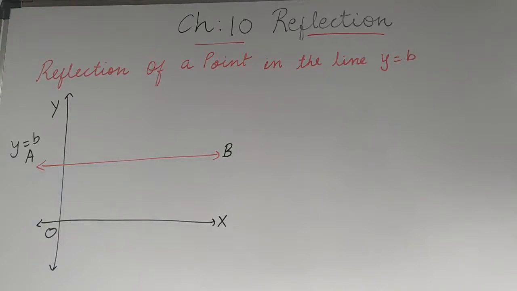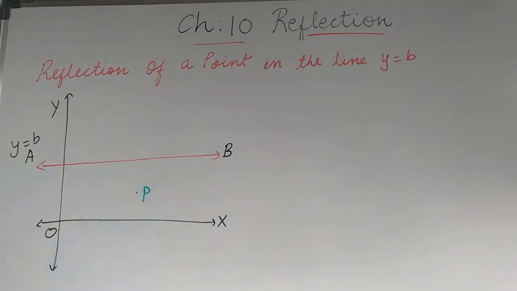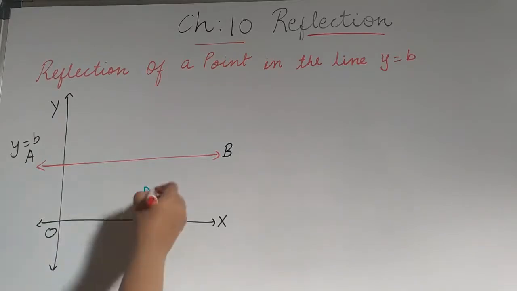So in this case, when we want to reflect a point P, suppose here is the point P I am taking, whose coordinates are (x1, y1).